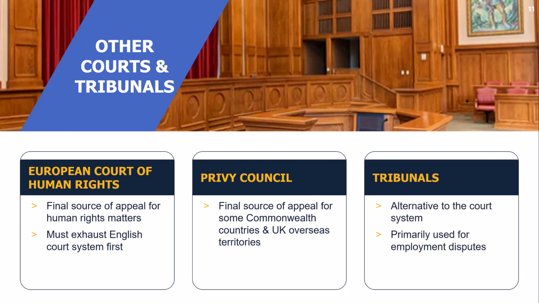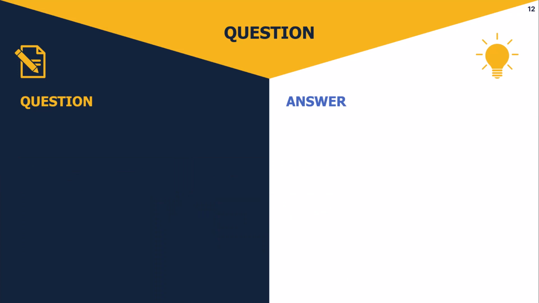And then tribunals. So the main one for us is the employment tribunal. As it says there, it's an alternative to the court system. So it's supposed to be much cheaper. You don't need to go with a lawyer. You don't need to pay for the judge and things like that. As I said, they're primarily used for employment disputes. So cheaper and quicker is the argument for tribunals. They try to relieve some of the work for the courts because they're busy.